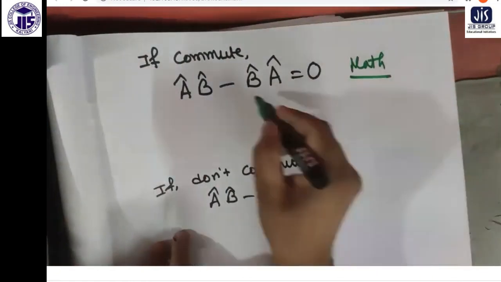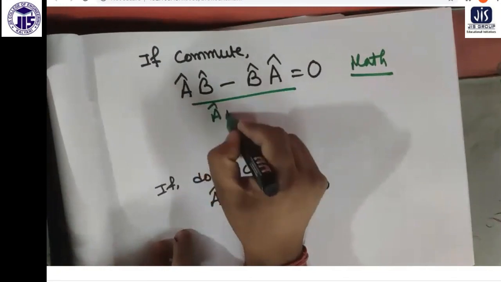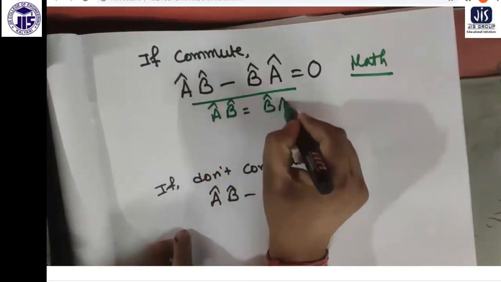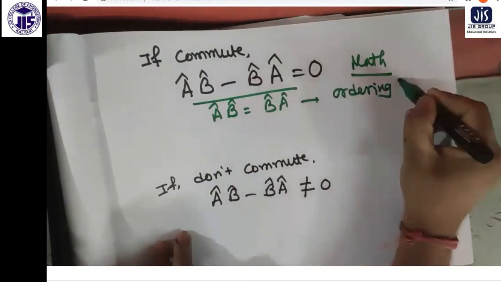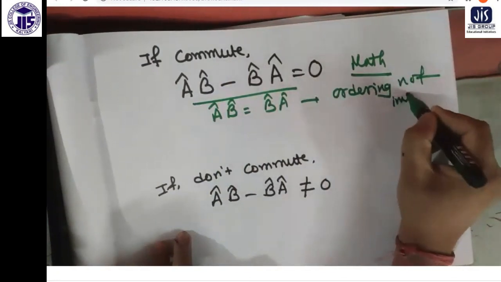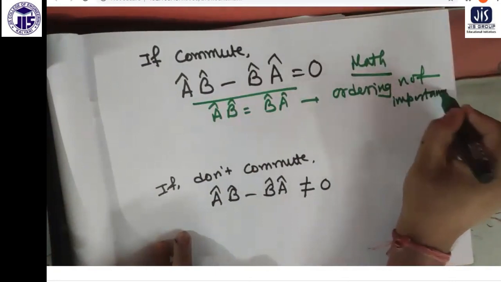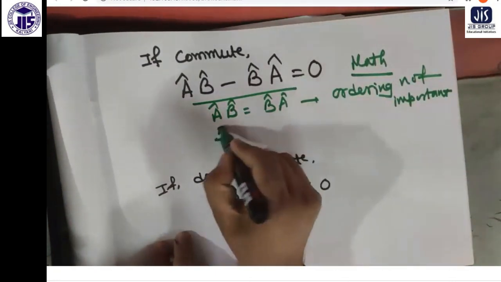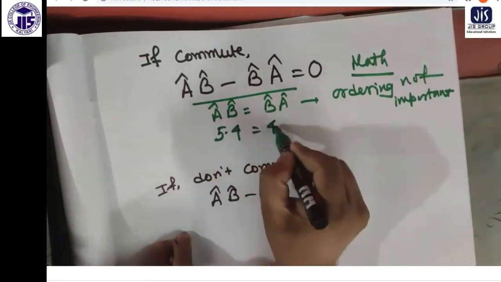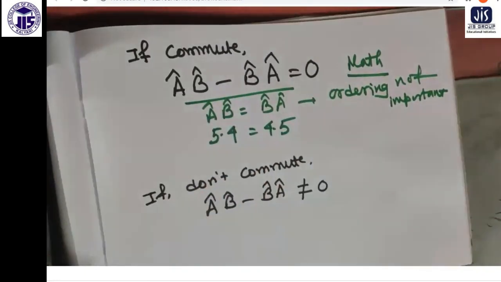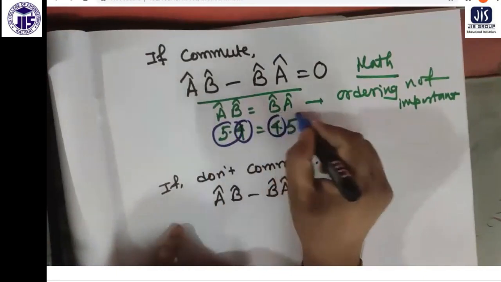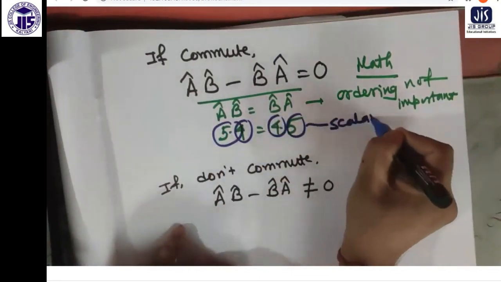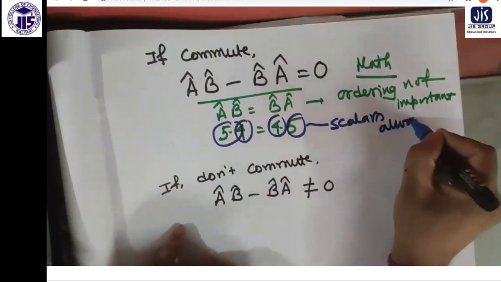Suppose they are commuting, it means automatically AB is equal to BA. So it means ordering is not important. That means who shall come first is not important. You see, with scalars, suppose A is 5 and B is 4, 5 into 4 is always equal to 4 into 5. You don't have to be taught this. What is the speciality of 5 and 4? These are scalars, these are numbers. So scalars always commute.